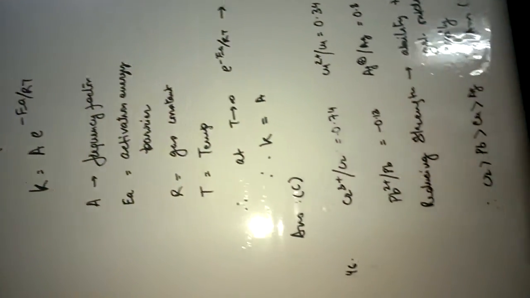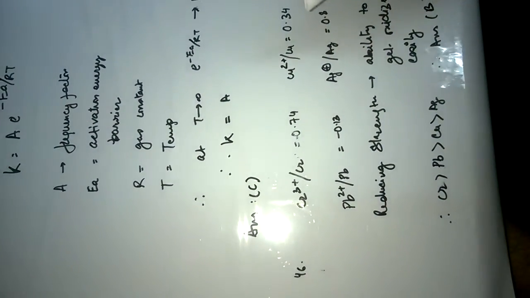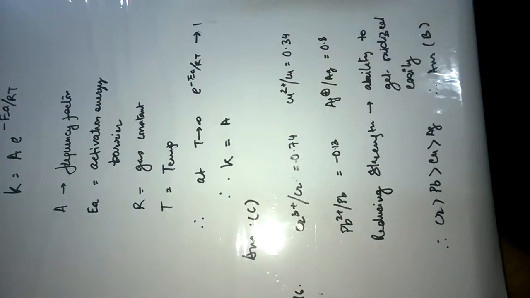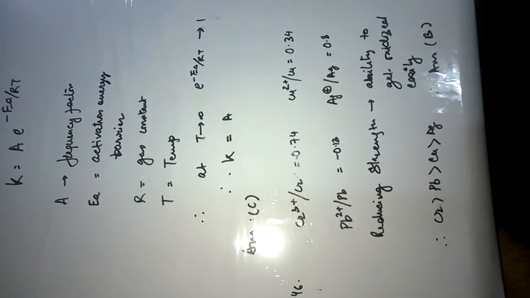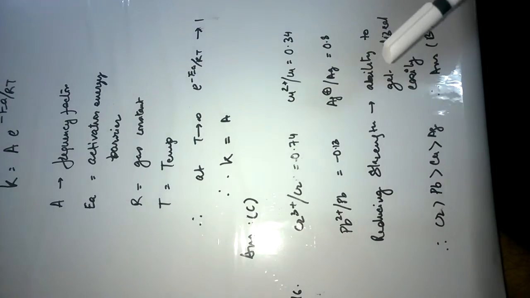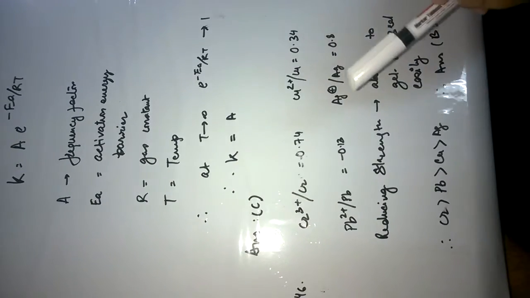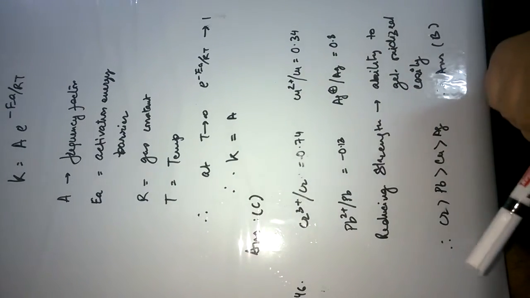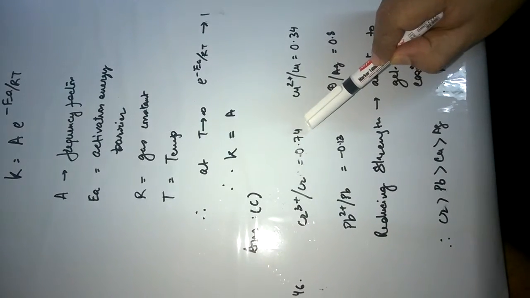Now let us move to another question, the 46th one. We are given the reduction potential of certain ions, chromium, copper, lead, and silver ions, and we are asked to arrange them in their order of reducing strength. Now, the reducing strength is the ability of the element to itself get oxidized. So it will be just the reverse of the reduction potential. If reduction potential is low, then oxidation potential will be high.